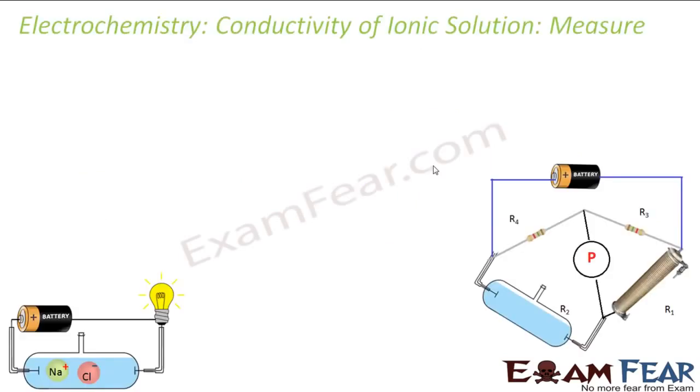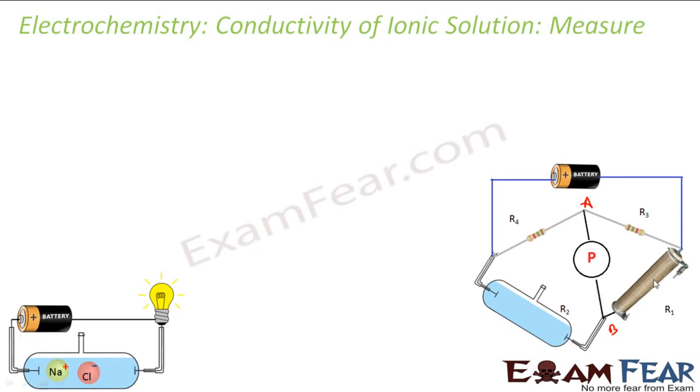Let's see how we can measure the conductivity of an ionic solution. Typically, to measure the conductivity of a metal, we use the Wheatstone bridge in that format. You must have studied the Wheatstone bridge in physics. So we create a pattern something like this. We have 4 different resistors, and we make sure that there is no current that passes through points A and B. In that scenario, we say R2 into R3 is equal to R4 into R1.